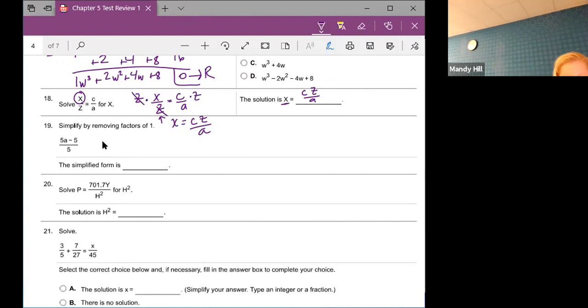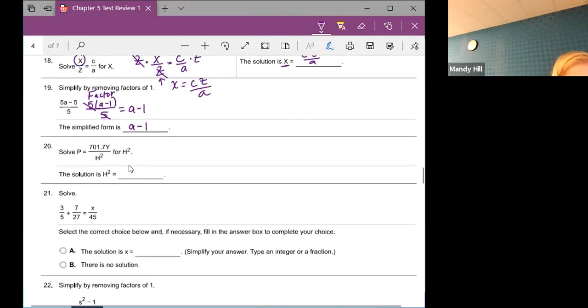Number 19 also looks fairly easy. It wants us to factor, or in order to simplify this, we need to factor. There's nothing I can do on the bottom, but on the top, both of those have a 5 in it, so I can pull that 5 out. If I take a 5 out of 5a, I have a. If I take a 5 out of negative 5, I have minus 1. Those are going to cancel, and I just end up with a minus 1. That's how you do that one. That one's pretty easy compared to the other ones we've had to simplify.